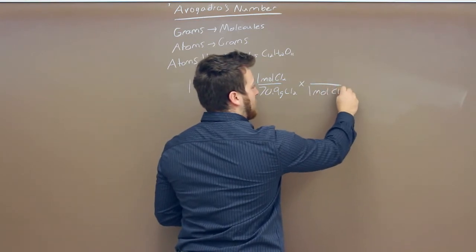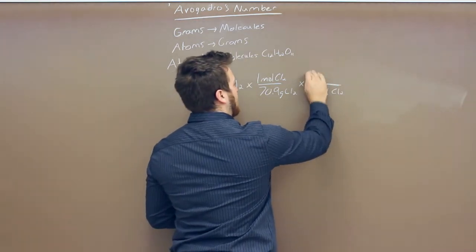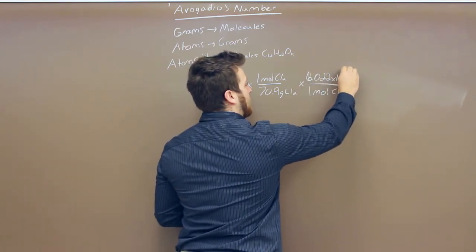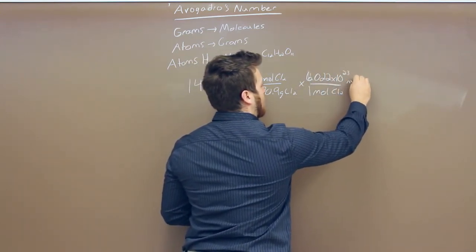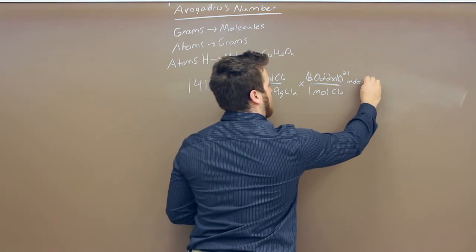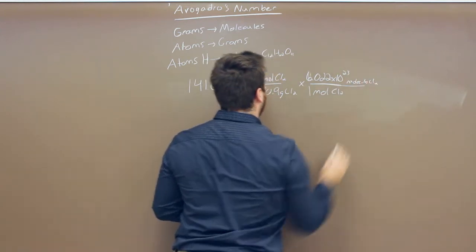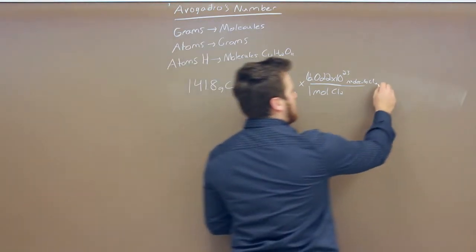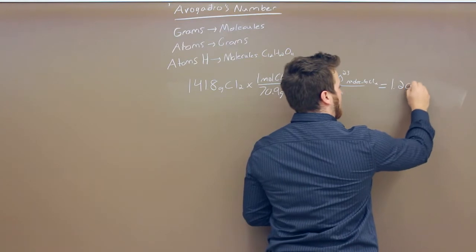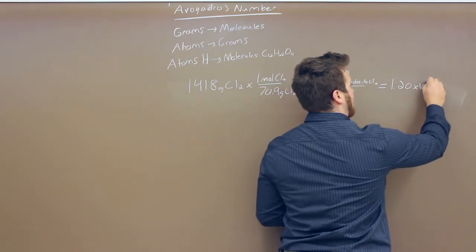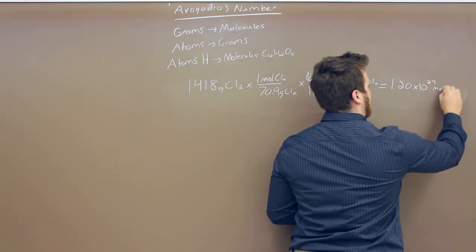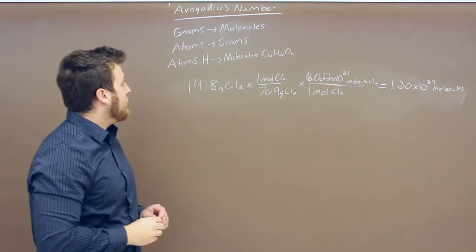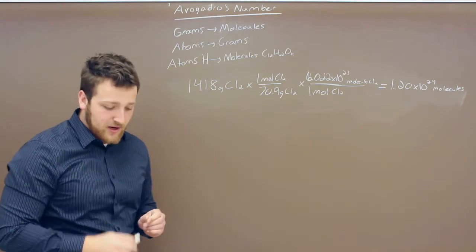1 mole of Cl2 is equivalent to 6.022 times 10 to the 23rd molecules of Cl2. When we multiply this out, we find that that is equal to 1.20 times 10 to the 24th molecules of Cl2. Our next example will move from atoms to grams.